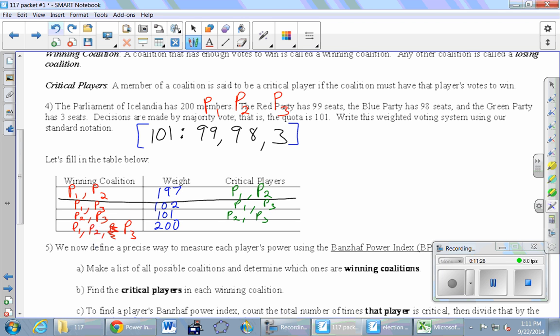It's a real common sticking point here that sometimes folks, when they're first doing this, will cross P1 off and say, okay, not critical. And then they'll also cross off P2. You don't get to keep crossing people off. It's one at a time, and then you bring them back, okay? And then the last one, P3. Without P3, are we still winning? We are. So P3 is not critical there. And so, in fact, no single person is all that important in the last coalition.